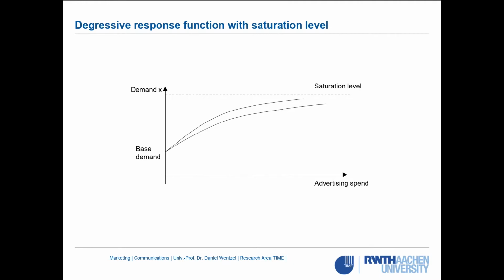The digressive response function with a saturation level implies some kind of concave relationship between advertising on the one hand and demand on the other hand. What these functions typically assume is that there's some kind of base demand, right? So even if you don't advertise, at least some people will buy your products or services. And then you start investing into advertising and your sales go up, demand for your product goes up. Because in the beginning you achieve greater returns, you get a concave relationship. I guess that makes sense, right?